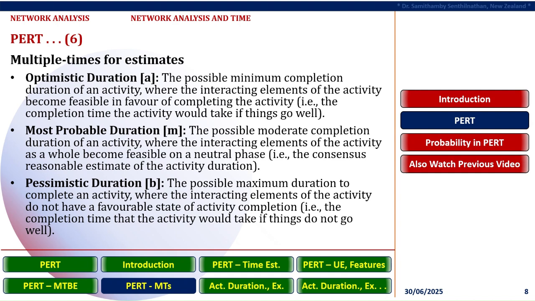This is the possible moderate completion duration of an activity, where the interacting elements of the activity as a whole become feasible on a neutral phase, that is, the consensus reasonable estimate of the activity duration. And third, pessimistic duration, known as B. The possible maximum duration to complete an activity, where the interacting elements of the activity do not have a favorable state of activity completion, that is, the completion time that the activity would take if things do not go well.